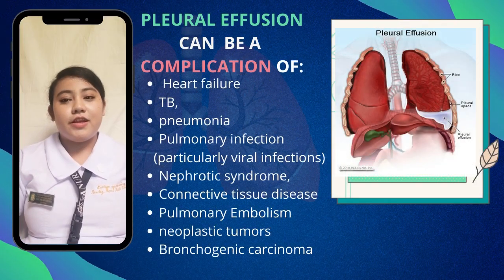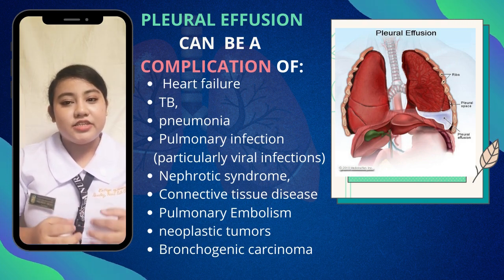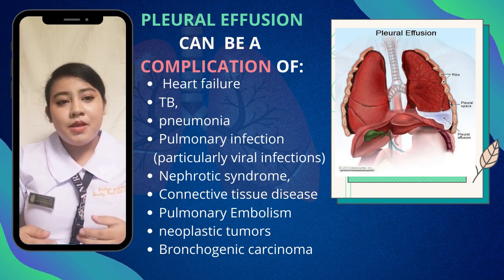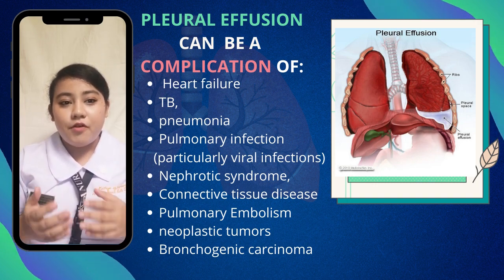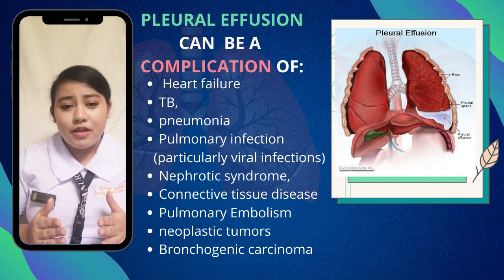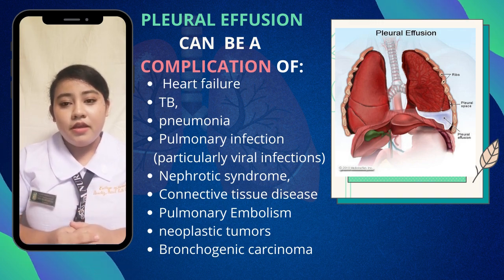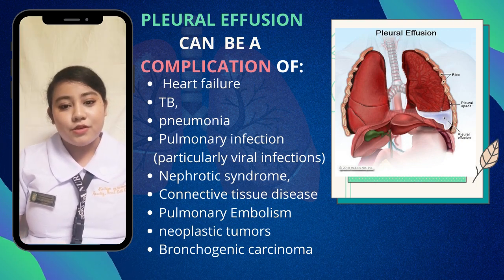Pleural effusion is rarely the primary disease, but is secondary to other diseases such as a complication of heart failure, TB, pneumonia, pulmonary infection, especially viral infections, nephrotic syndrome, connective tissue disease, pulmonary embolism, and neoplastic tumors. Bronchogenic carcinoma is the most prevalent malignancy linked to pleural effusion.